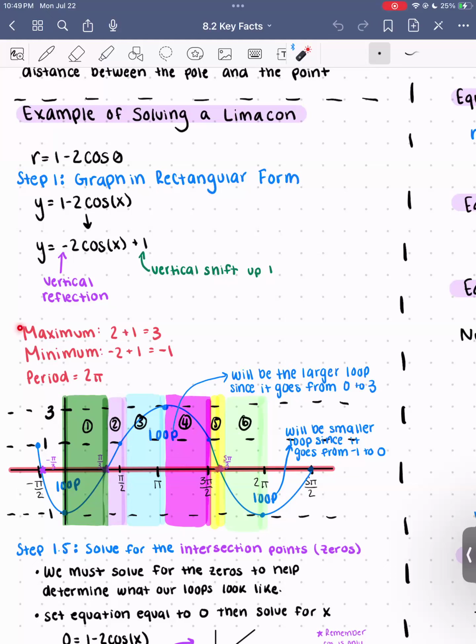To find our maximum and minimum, we'll take our amplitude plus our vertical shift, because our vertical shift is positive in this case. So our maximum is 3, and our minimum, which would normally be negative 2, we'll add 1 to that, and we get our minimum of negative 1. And then our period is just going to be 2 pi, because remember, to solve for period, it is 2 pi over k. In this case, k is equal to 1, so our normal period is just 2 pi.